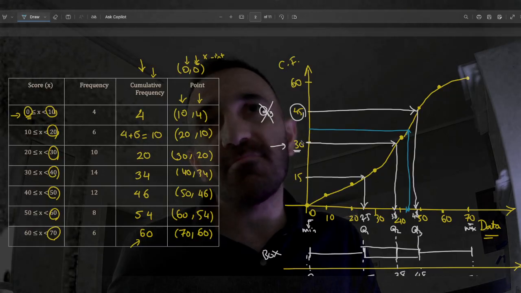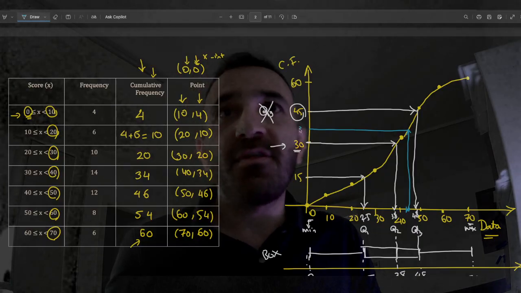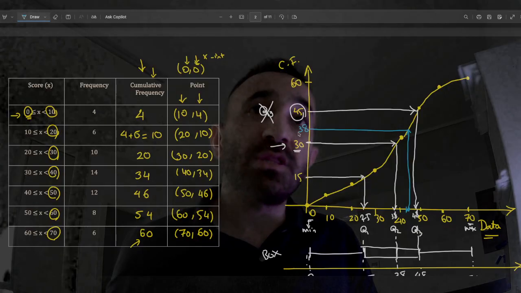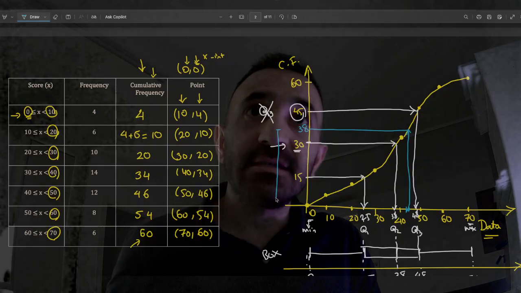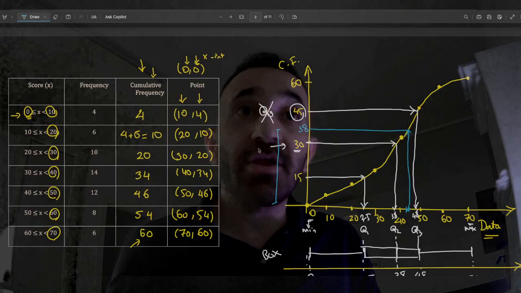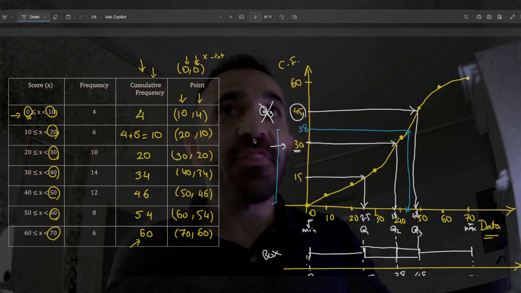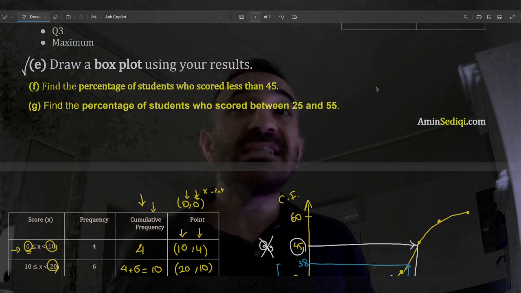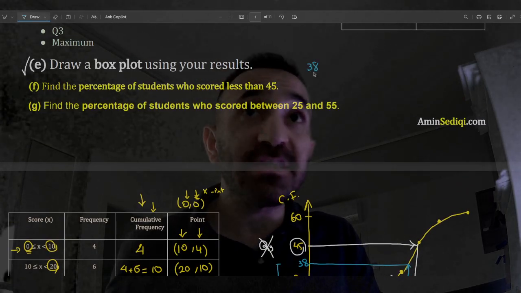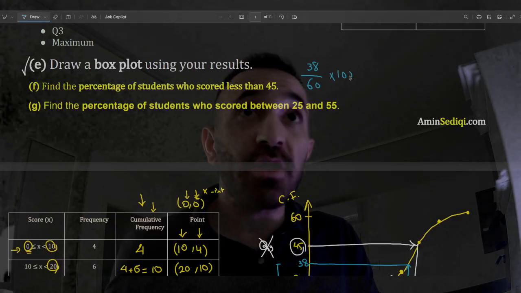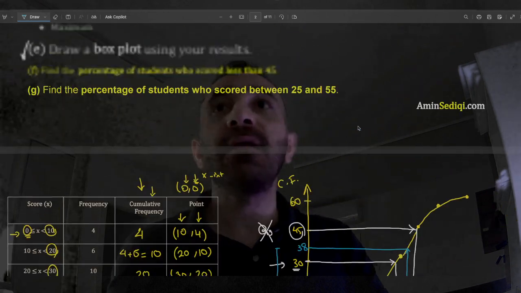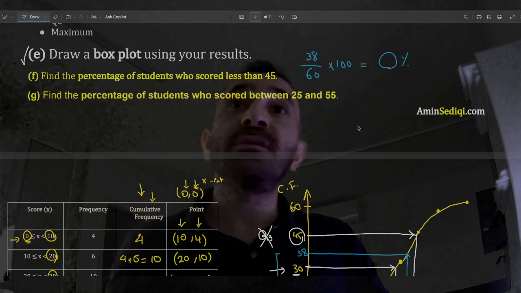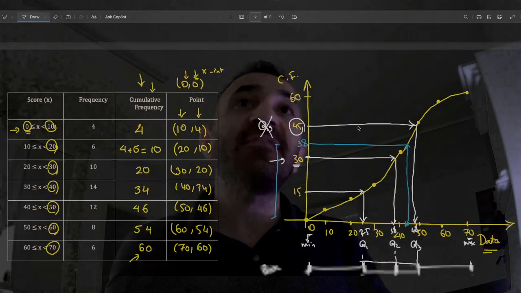I'm not sure, but maybe, well, 38 maybe. Okay, so what does it mean? It means that 38 students, they got a grade less than 45. 38 students, okay? But the question is asking us what is the percentage? So 38 students over 60 times 100 gives you the number in percentage, which you can find on your own, okay?